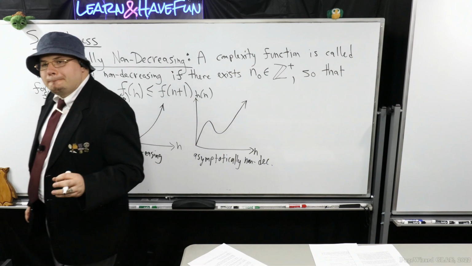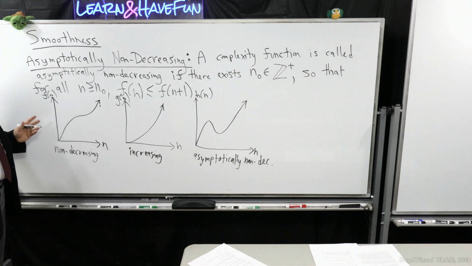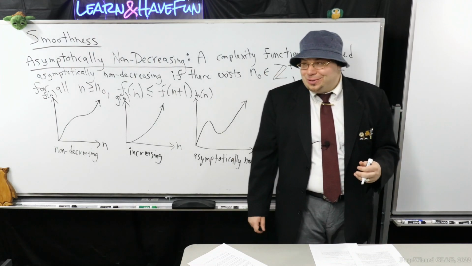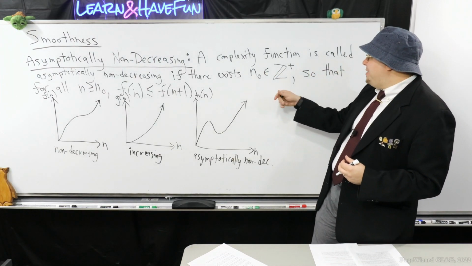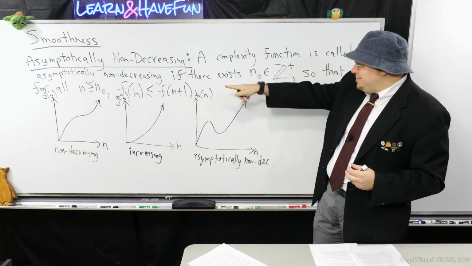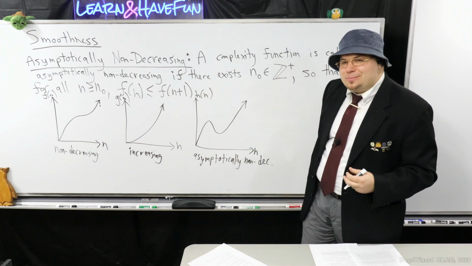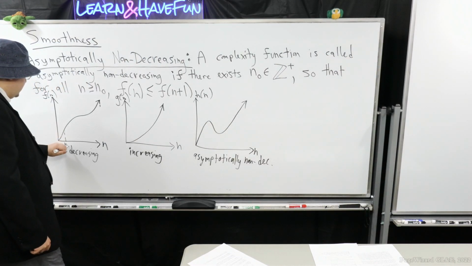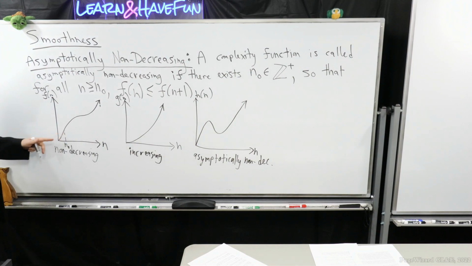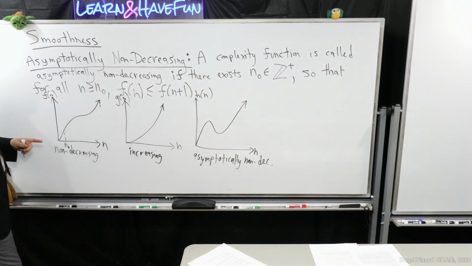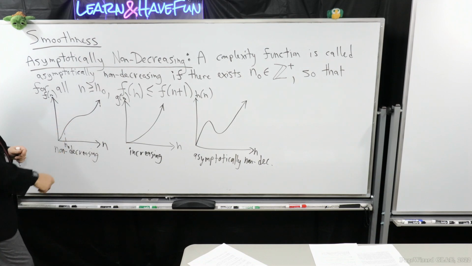But here's the thing. Here's the catch. All of these are asymptotically non-decreasing. Believe it or not, all of them are. So if you just apply this definition, that there exists some point so that f of n is less than or equal to f of n plus 1. Well, look. I could just put n0 right here. If I compare the input versus this next one, every time it either goes up or it remains flat, which is what this means.